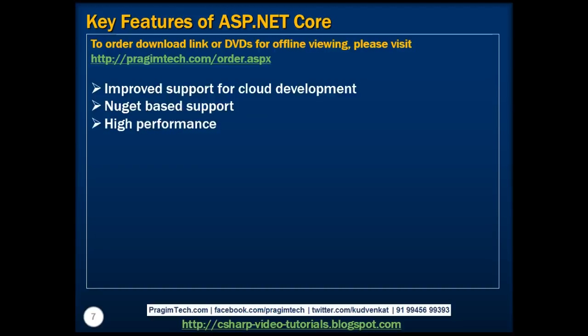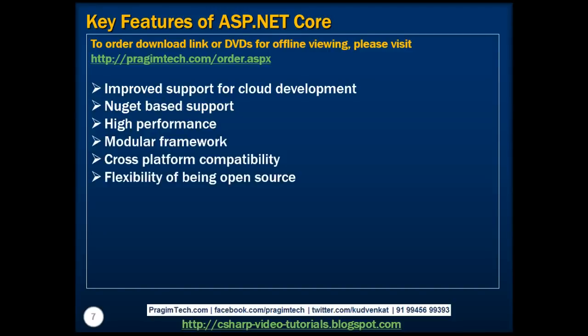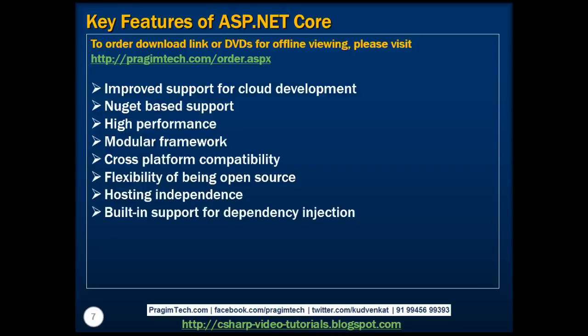High performance is one of the greatest features of ASP.NET Core with a modular framework. When we talk about modular framework, ASP.NET Core ships entirely as NuGet packages, which improves security and performance of the solution and reduces servicing. Cross-platform compatibility is one of the best features of ASP.NET Core, along with the flexibility of being open source. And of course, as we discussed earlier, we have hosting independence for the ASP.NET applications.